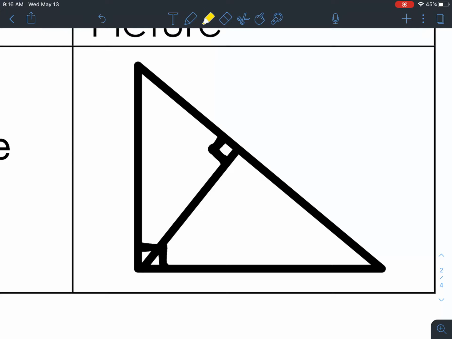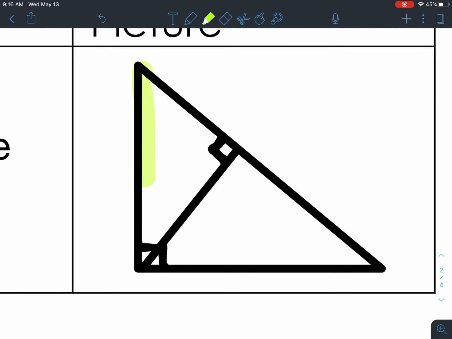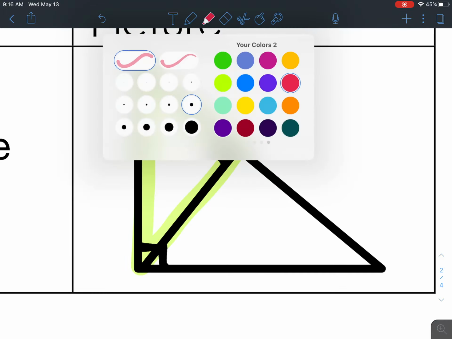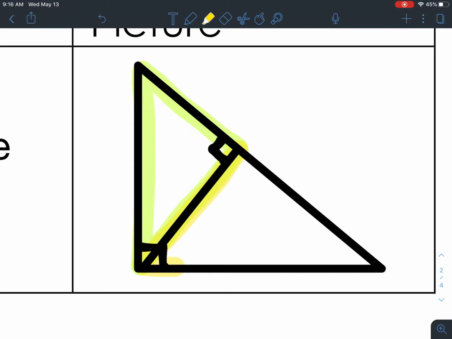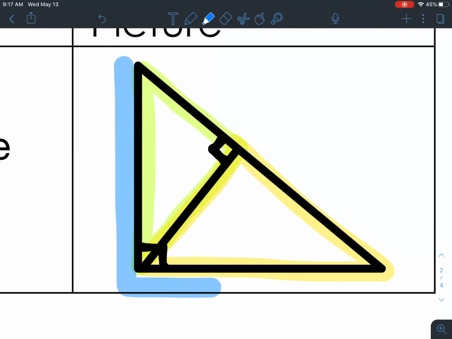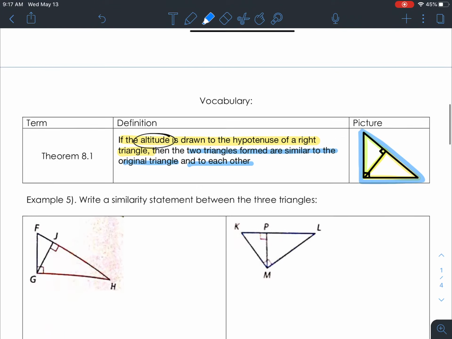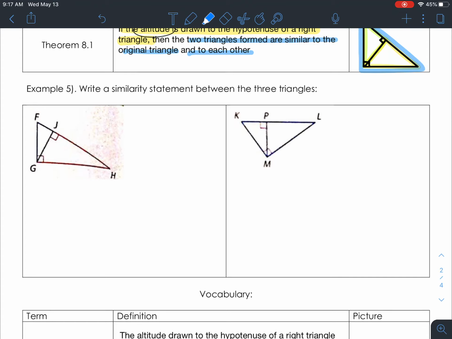So here's the thing. What I just created were 3 different triangles, okay? I have this smaller triangle right here, I have this adjacent triangle right here, and then I have this full triangle here. Okay, so I have 3 different triangles. So what this theorem is saying is that the 2 triangles formed are then similar to the original triangle and to each other.